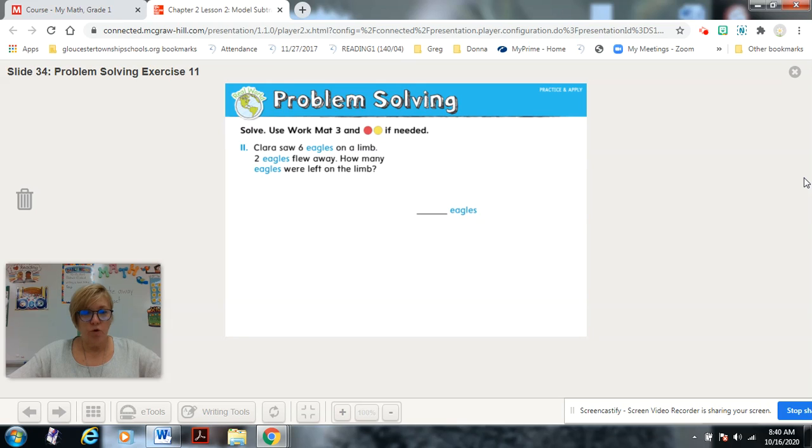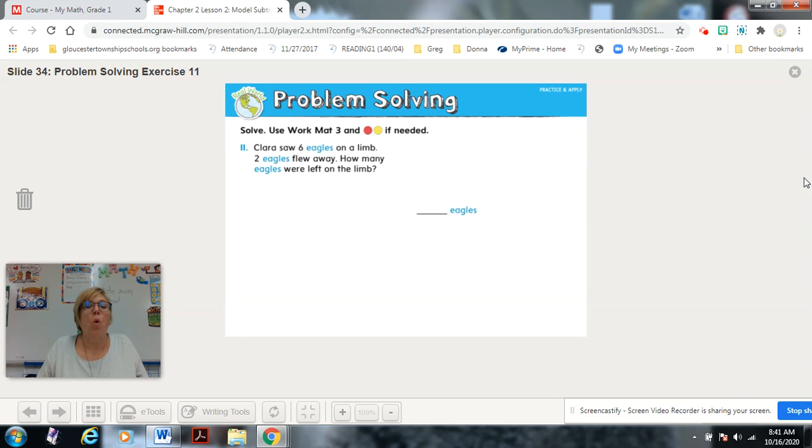And again, your work mat is going to be the great thing that helps you with this whole lesson. Use work mat 3 and the counters if needed. Again, I would suggest you use it. It's good practice. I'll read it for you. You can pause and figure it out. Clara saw 6 eagles on a limb. 2 eagles fly away. And how many eagles were left on the limb? Think about that.